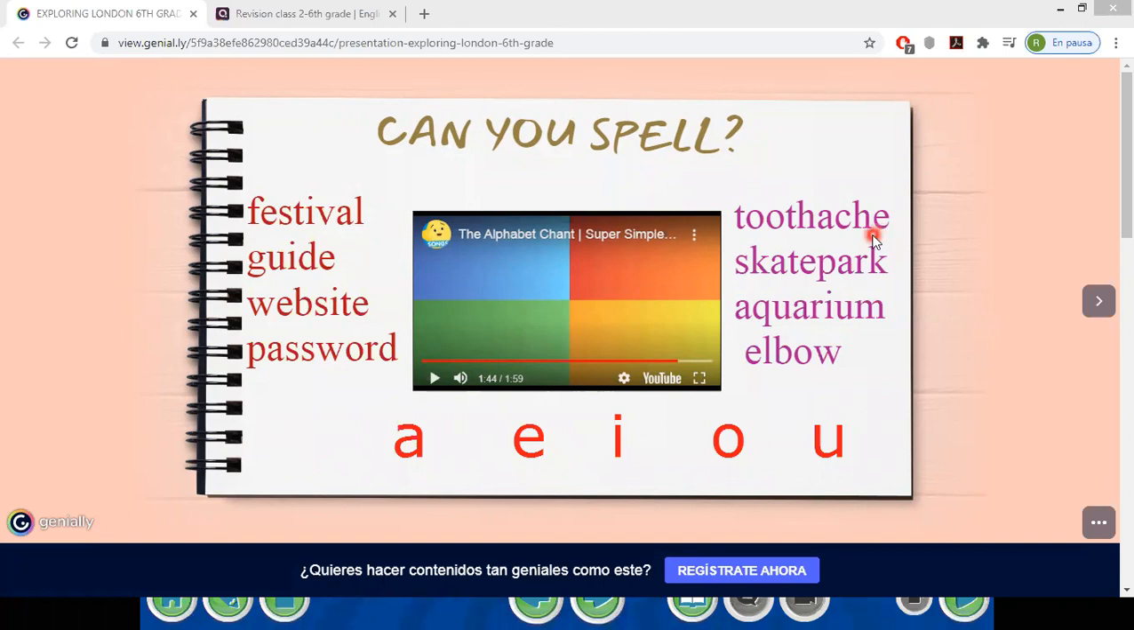Enrique Osorio. Enrique, can you spell skate park? A skate park. Good job, Enrique. Be careful with the vowels, okay? With the vowels. A, E, I, O. Now be careful with this. But well done, Enrique. Let's see. Now two more, okay? Two more.